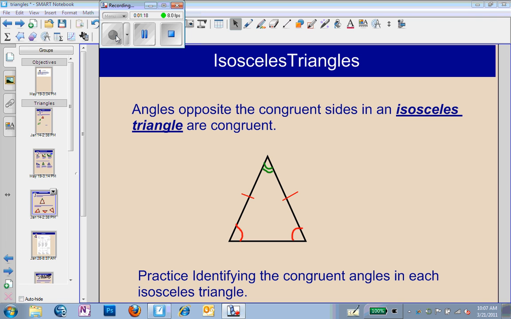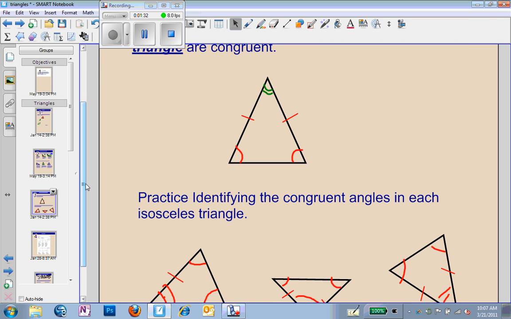The next thing we need to understand is that in an isosceles triangle, the 2 angles that are congruent to each other are opposite the congruent sides. And this is really important because it's not very obvious on some isosceles triangles. So if you look at this triangle right here, you'll see that we have 2 sides congruent to each other, and the angles that are congruent to each other are in red. These are the angles that are across from the congruent sides. Those are the 2 angles that are congruent to each other.